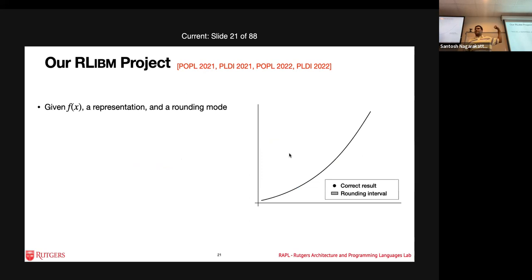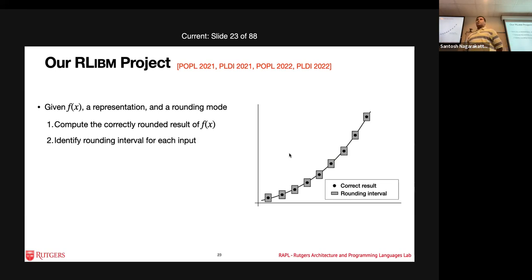Let me describe the entire algorithm. You have an elementary function f of x, a representation, 32-bit floating point, and a rounding mode that you're looking at. What do we do? We use the oracle and compute the correctly rounded result of f of x for each input. Those are all the dots on the figure. Then we compute the rounding interval for each of these input points. Once we do that, you can forget about the correctly rounded results. We don't care about them.